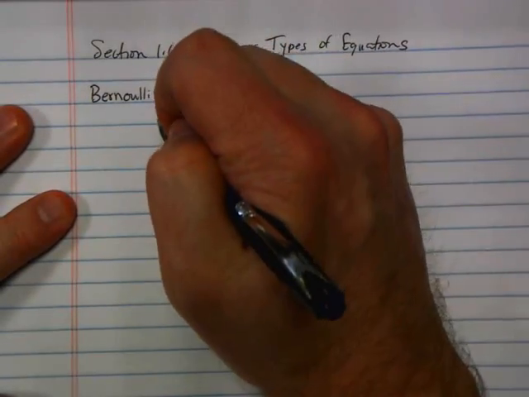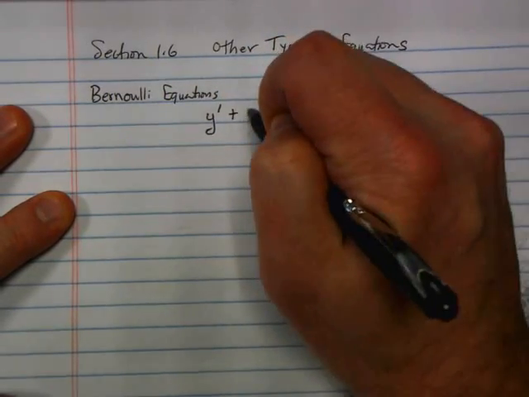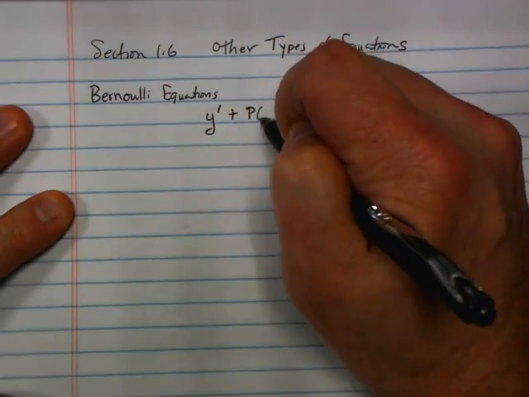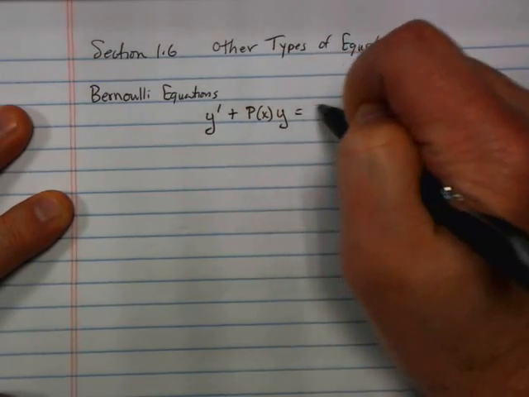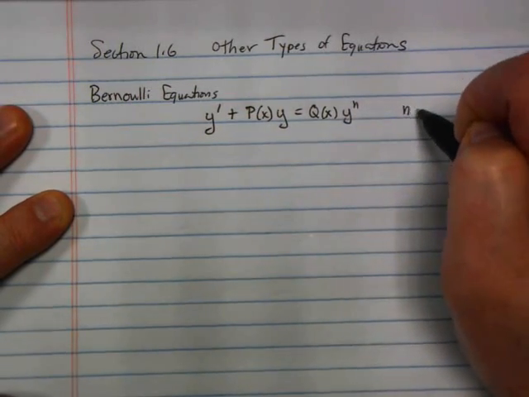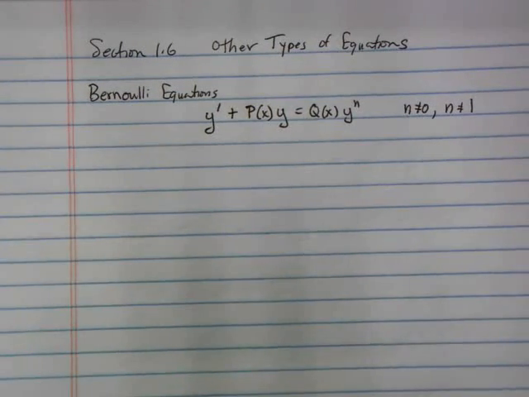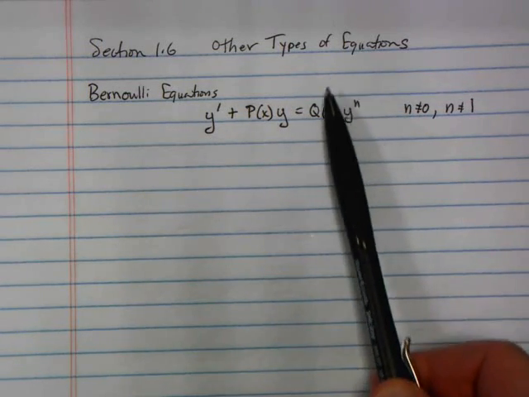A Bernoulli equation is an equation that can be written in the form y prime plus p of x y equals q of x y to the n, where n does not equal 0 and n does not equal 1. What does that look like? It looks an awful lot like linear, doesn't it? Except what's the difference? We don't have this y to the n on the end on linear.